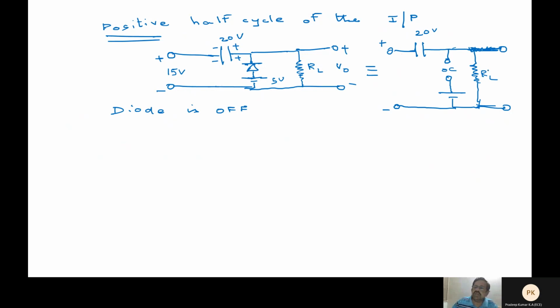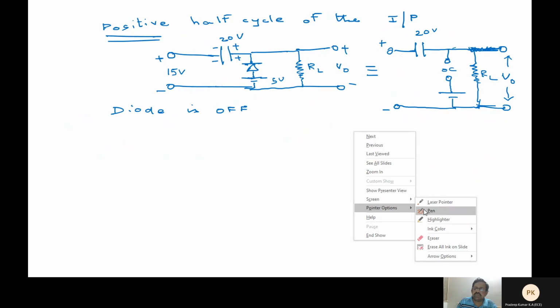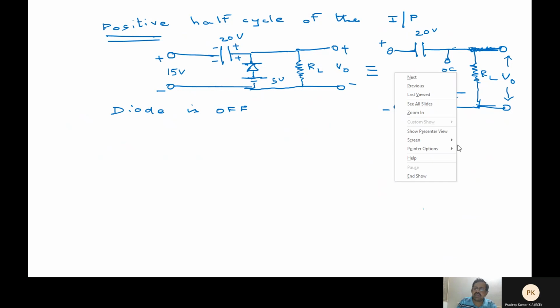Now I need to find out V0. If I find the V0, then I can get the output trace, because we have already found the value V0 in the negative half cycle for the square input. Now we need to find it in the positive half cycle. So we have to apply the Kirchhoff's voltage law again over this loop now, because this part of the circuit is opened up.